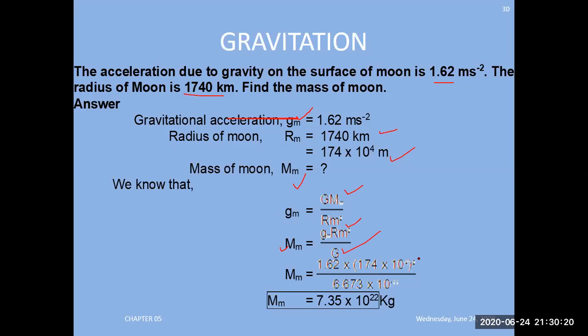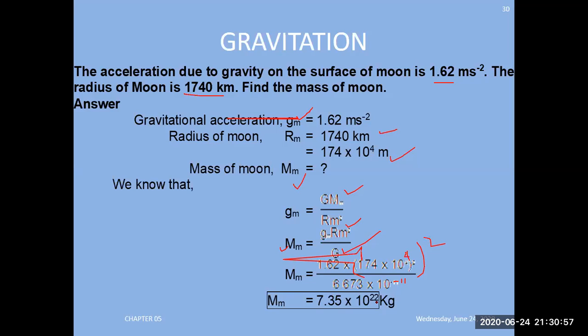If you put in all the values, here it is R square. What was the radius? The radius is this, with power 4, and you are taking the square because it is radius square. Here is the value of g, and G again is 6.67 into 10 raised to power minus 11. If you put the values in this formula, you will get the value of the mass of the Moon. So this is the technique.